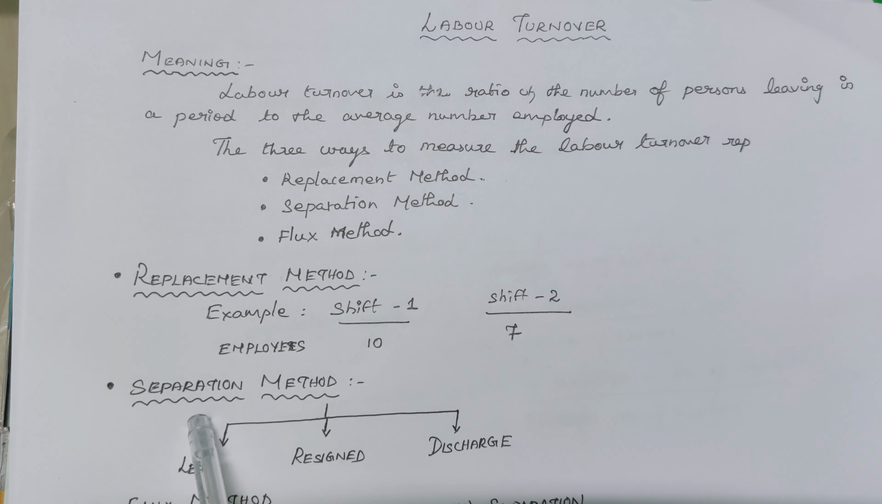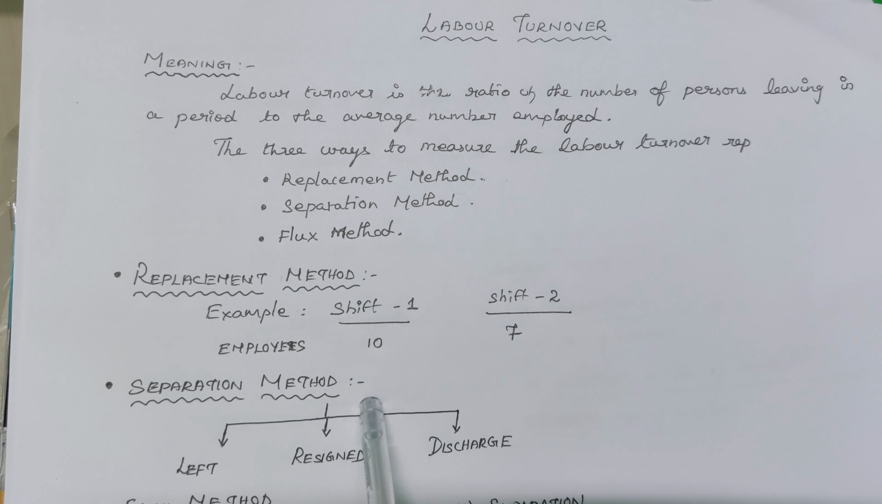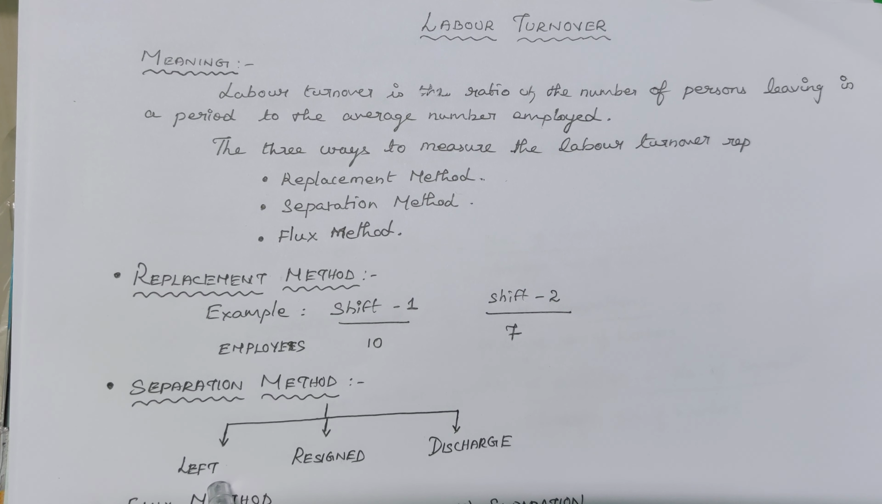And then the second one is the separation method. In the separation method, there are three concepts: left, resigned, discharge. Left means the employee or worker will leave the organization without any intimation to the organization. They will just leave the organization and go.